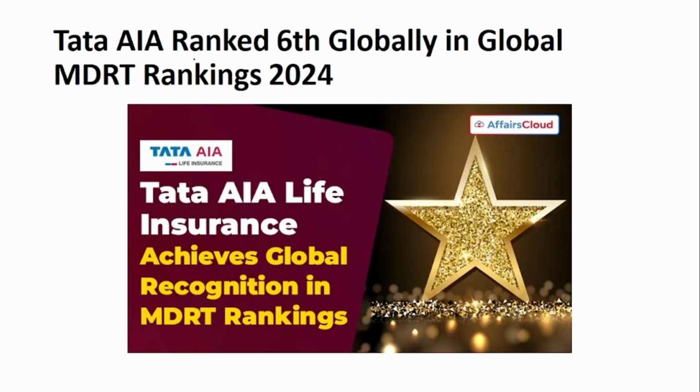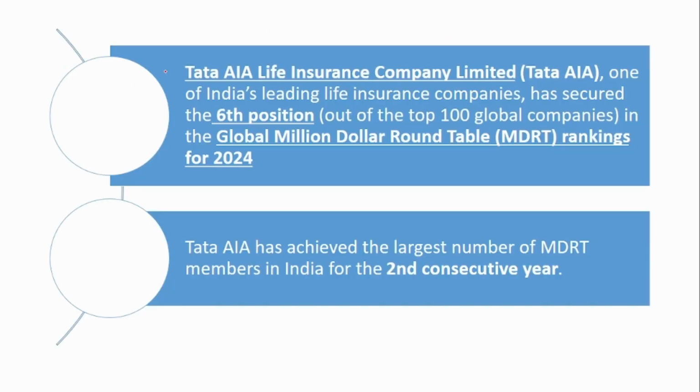The next is that Tata AIA Insurance ranked 6th globally in the global MDRT ranking. Tata AIA Life Insurance Company Limited has secured the 6th position out of the 100 global companies in the MDRT ranking, and the full form of MDRT is Million Dollar Round Table. Tata AIA has achieved the largest number of MDRT members in India for the 2nd consecutive year.